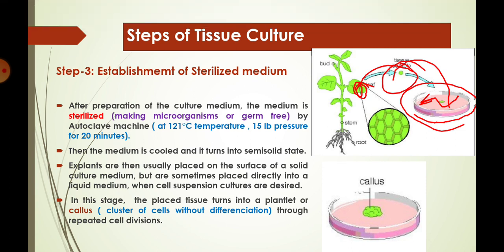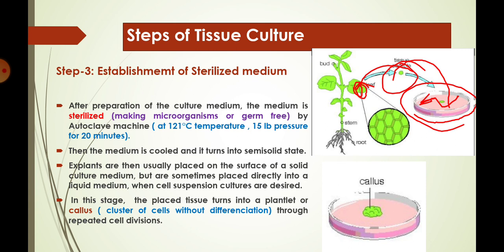As there are various nutrients in the medium, the cells in the tissue will divide and it will give rise to a plantlet, that is, a baby plant, or a callus. What is callus? Callus is a cluster of cells without differentiation. That is, all of the cells will be the same. There is no difference in the cells.